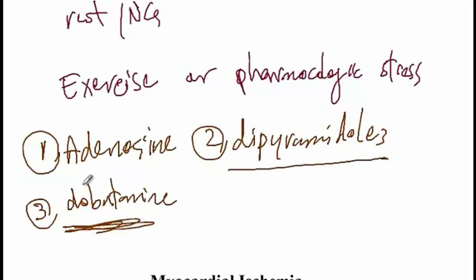With dipyridamole as well as adenosine, what they do is that they dilate the coronary arteries. And since the diseased coronary artery is already at maximum dilation, by dilating all the coronary arteries, there would be a decreased blood supply to the diseased artery, and thus the heart will be under stress, and you may be able to see the EKG changes.